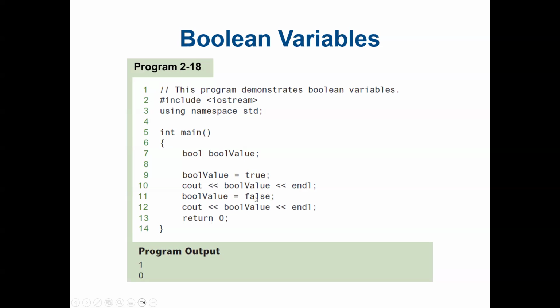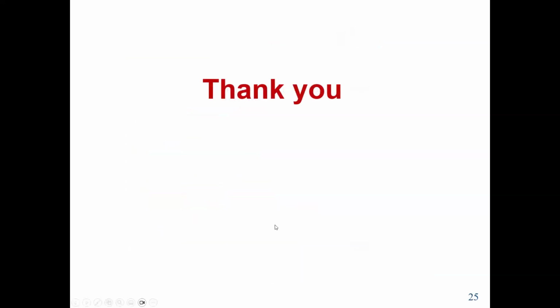Now we change the value to false. So we assign false to boolValue. When we print the content of boolValue now, the answer should be 0, because false represents 0 and 1 represents true. So that will be the conclusion of this lecture.